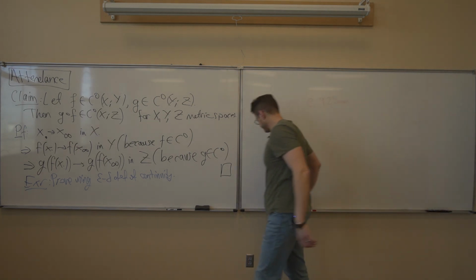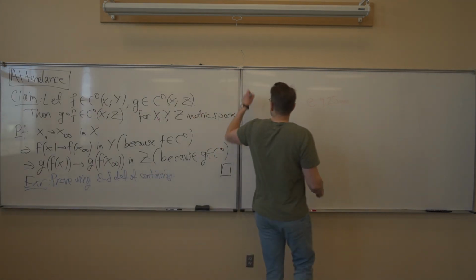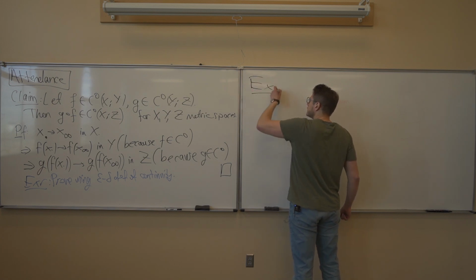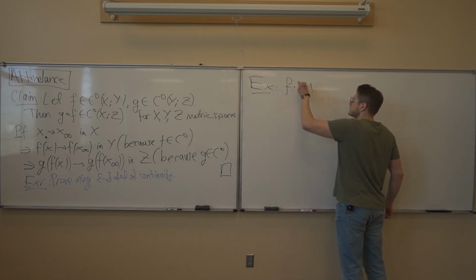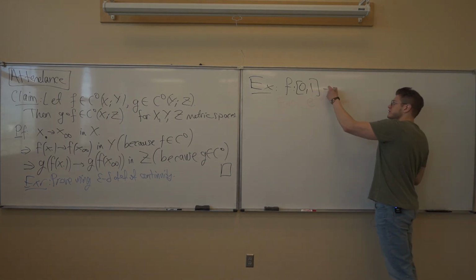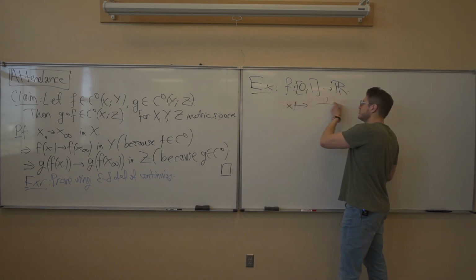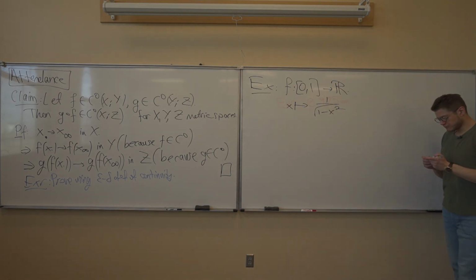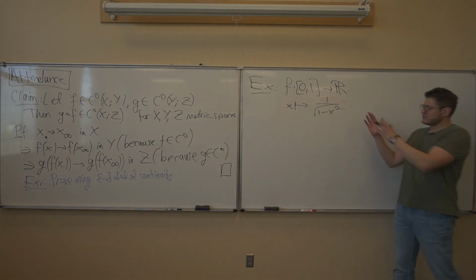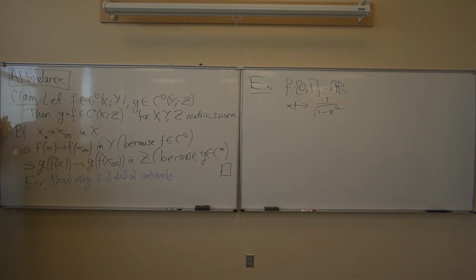Here's an example. Yeah, let's look at this. Let me define a function whose inputs vary from 0 to 1, and it takes real values. Let's say it takes an x and sends it to 1 over the square root of 1 minus x squared. Now, for things like this, the statement is rather useful, okay?